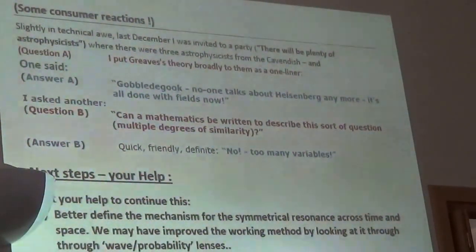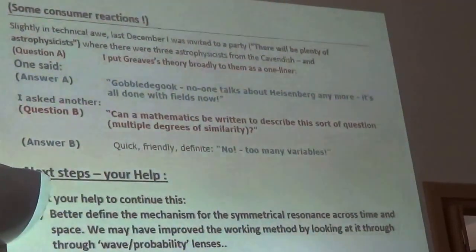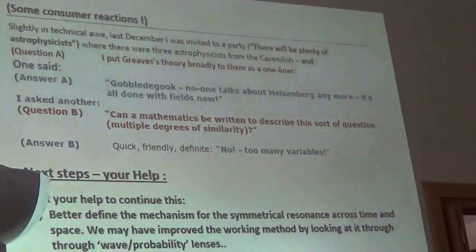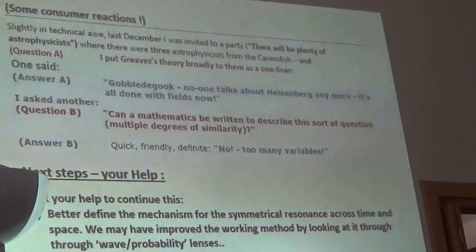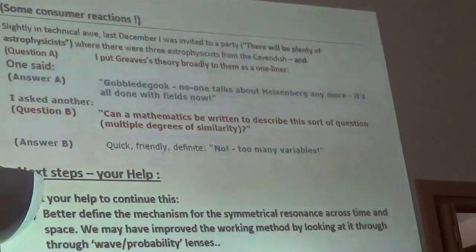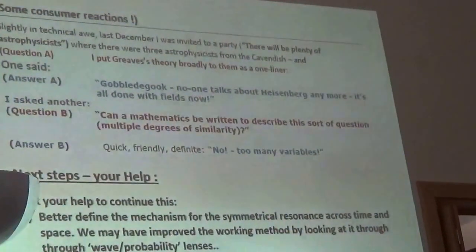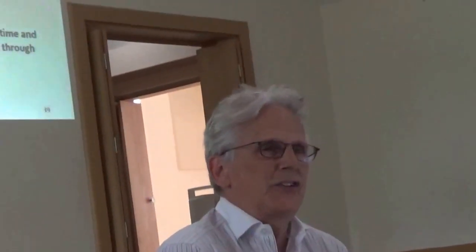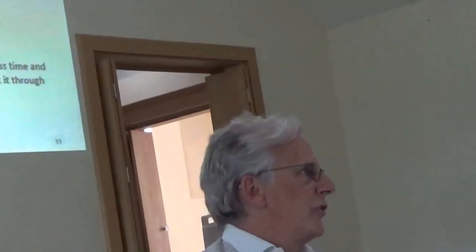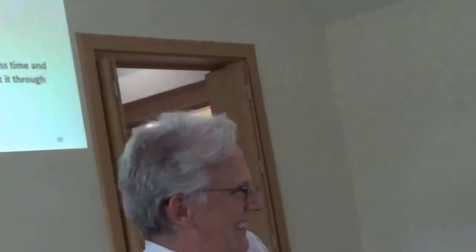Well, I've got over that, and the brilliant thing I came up with last night: don't look at it in terms of fields, don't look at it in terms of particles. Look at it in terms of overlapping probability things, and theorize that this probability distribution influences its neighbors when you get close to complete repetition. I asked another one, can a mathematics be written to describe this sort of question? Multiple degrees of similarity. Very quickly he said, no, we can't. There's too many variables. Now that's a top astrophysicist, and I've been trying to do it last night. I can already see I can begin, right?